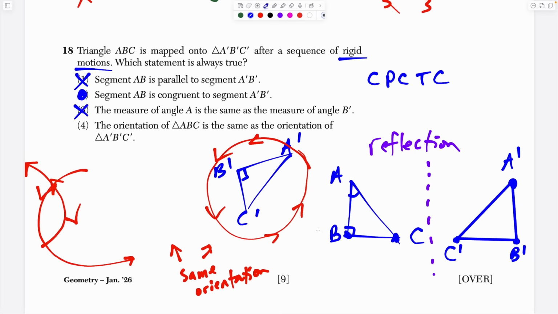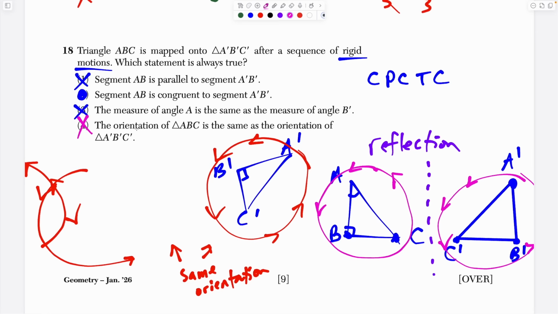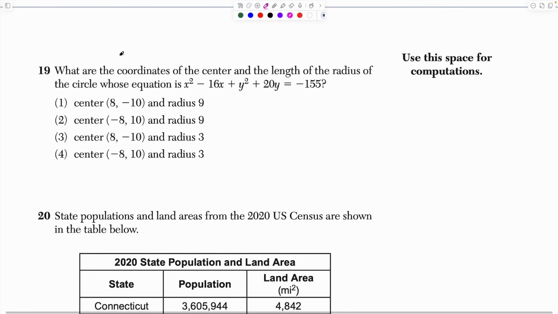But now watch, this one would still be that counterclockwise motion. If I change the colors here, in this counterclockwise motion, I would be saying ABC, ABC, ABC. However, if I go counterclockwise here, notice I'm not saying A prime, B prime, C prime. I'm saying A prime, C prime, B prime. So the orientation changes. So 4 is out because the reflection ruins this. So definitely choice 2.